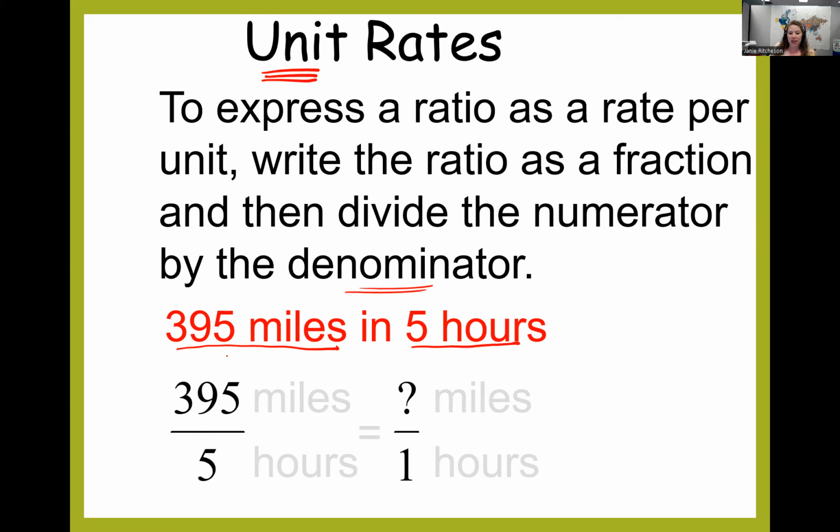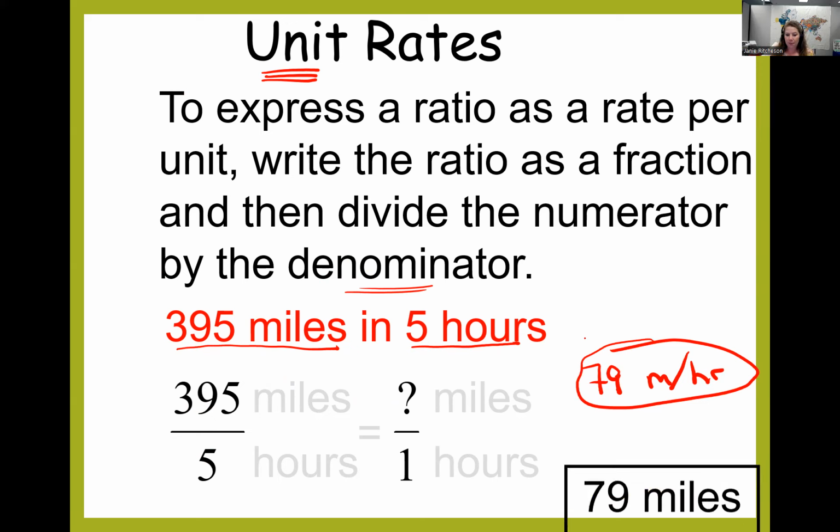Okay, so 395 miles by hours. If I divide the numerator by the denominator, 395 divided by 5, I find out my unit rate is 79 miles per hour. That slash mark means per, okay? If I go 395 miles in 5 hours, my unit rate is 79 miles per hour.